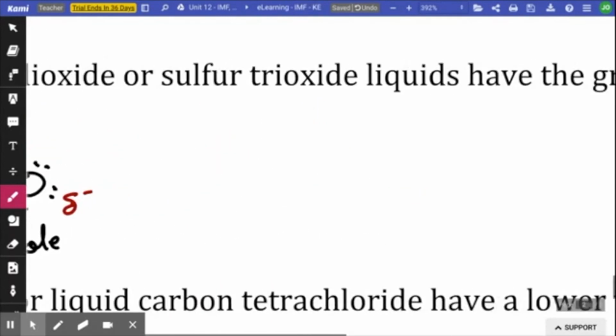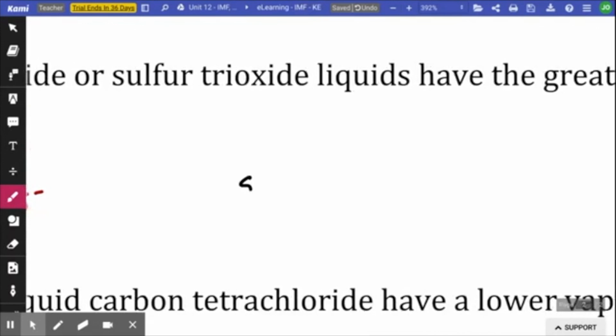Okay, now we're going to do our sulfur trioxide. So I have sulfur bonded with 3 oxygens. Okay, we've got a total of 24 valence electrons. Sulfur has 6. Oxygen has 6, but there's 3 of them. So 6 plus 18 is 24.